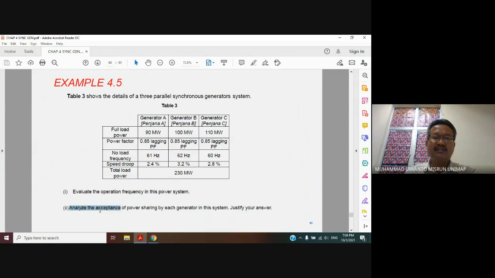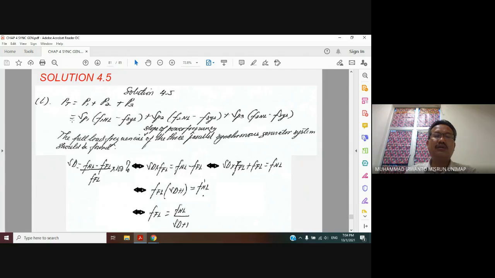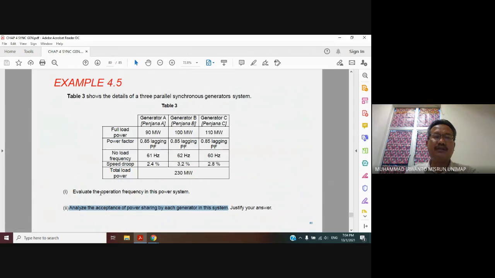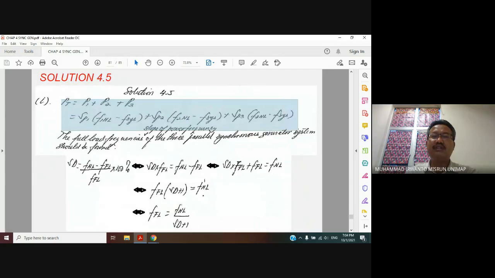The question: evaluate the operation frequency in this power system. B, analyze the acceptance of power sharing by each generator in this system. Okay, now when we want to find the operation frequency, we can use this formulation.